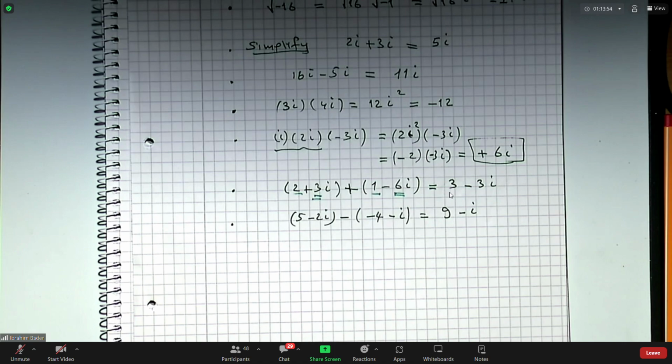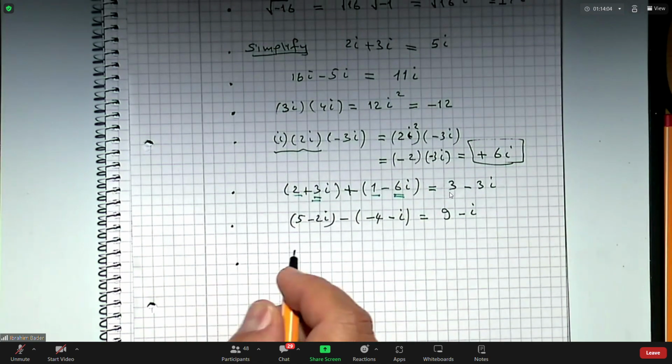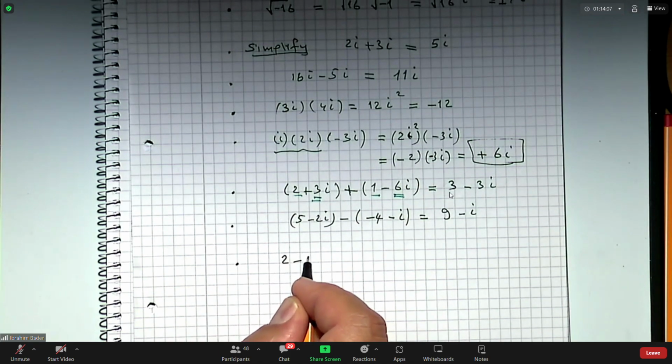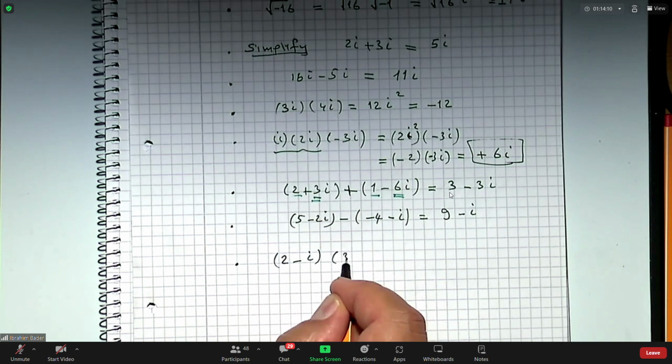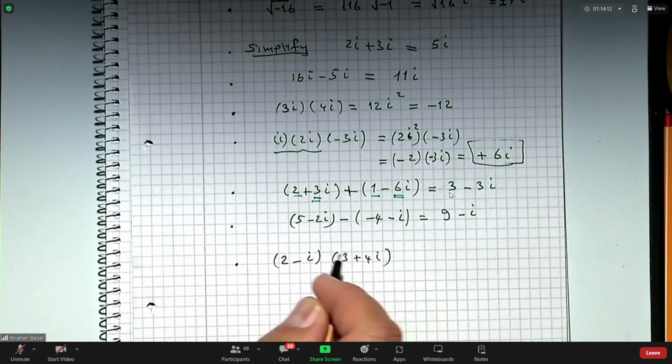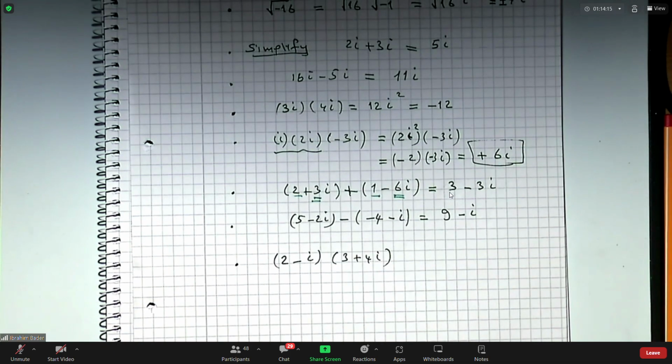Anyway, let's turn to multiplication. Now here, this is a little bit more. So multiplication: 2 minus i times 3 plus 4i. What did you find out?